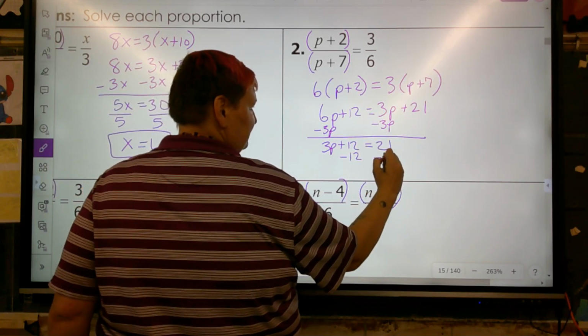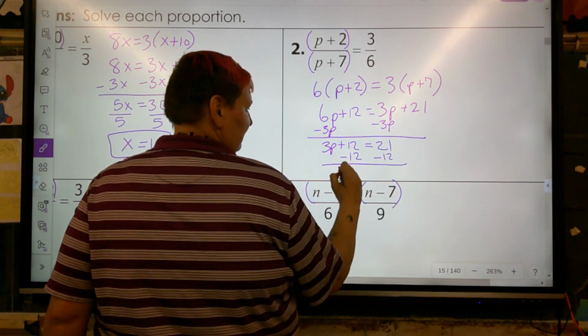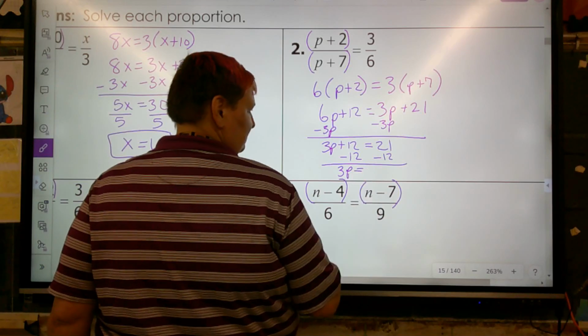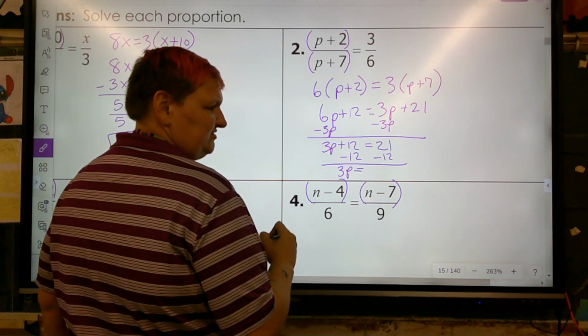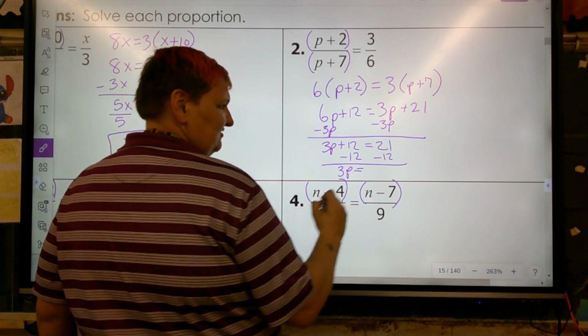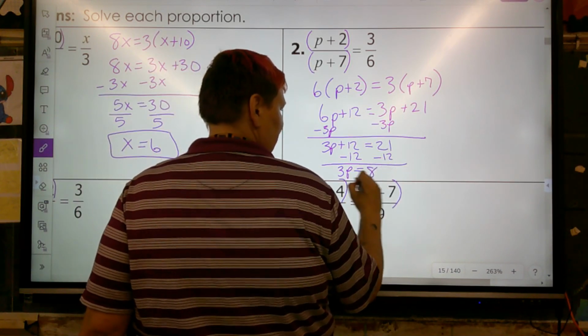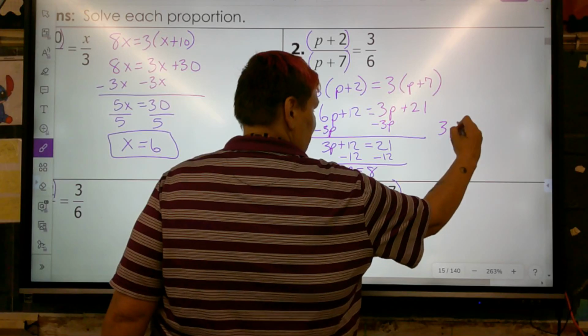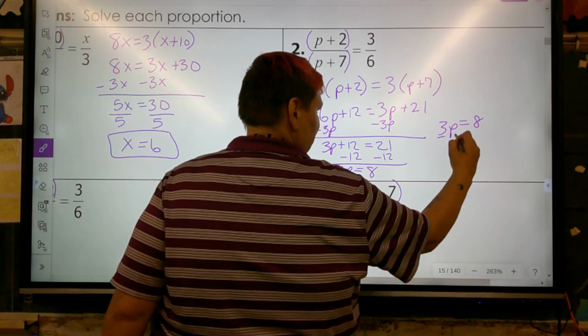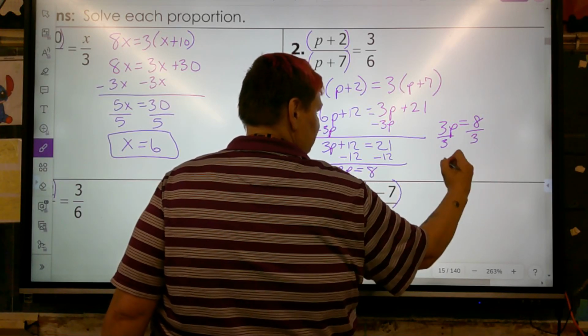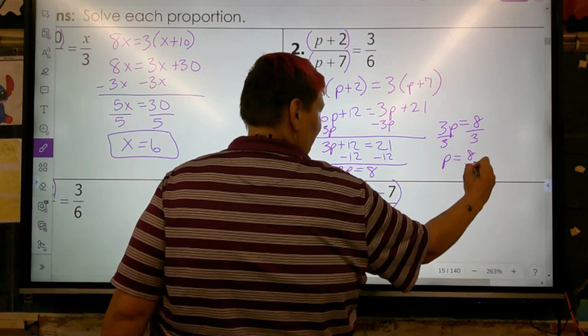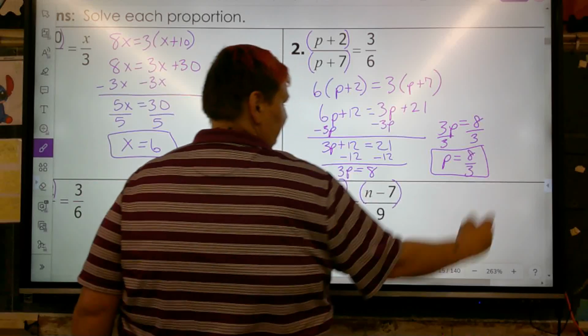Get rid of my constant. 3p equals, what's 21 minus 12? 9? 9. So 3p equals 9. Divide by my coefficient. p equals 9 over 3. And that can be simplified.